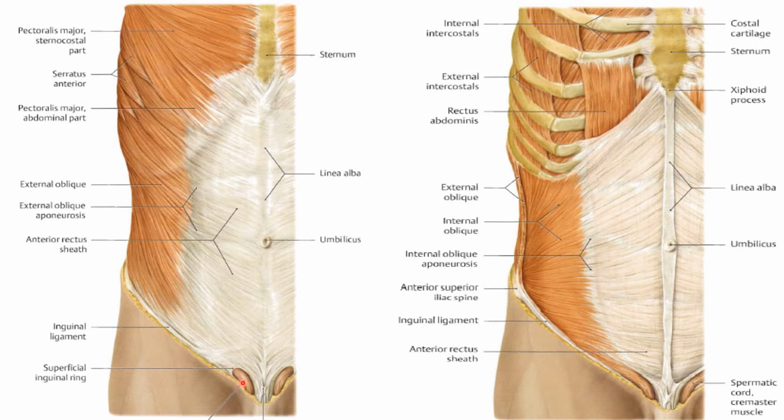And in the lower portion you can see there is a superficial inguinal ring, which is the deficiency in the external oblique aponeurosis. And also we can see between the anterior superior iliac spine and pubic tubercle, this is the lower rolled portion of this aponeurosis, which is known as the inguinal ligament.